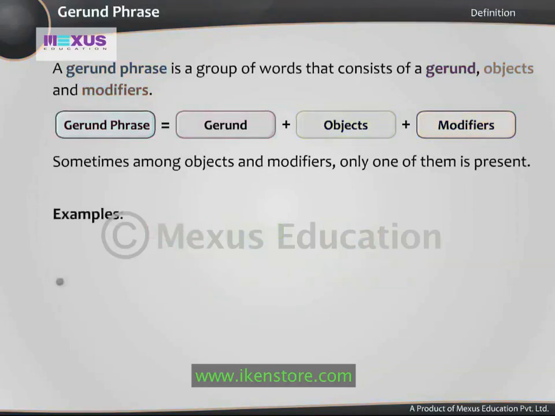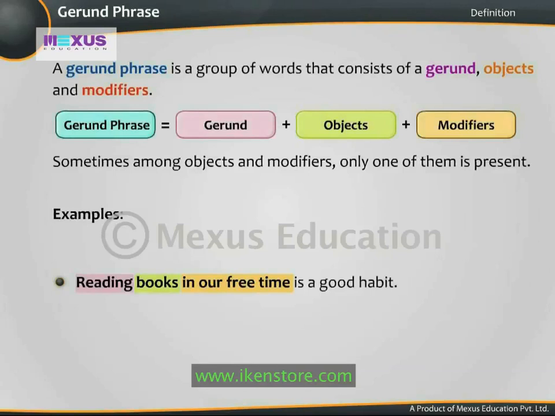And in the second example, the gerund phrase "reading books in our free time" consists of the gerund "reading", its object "books", and the modifiers "in our free time".